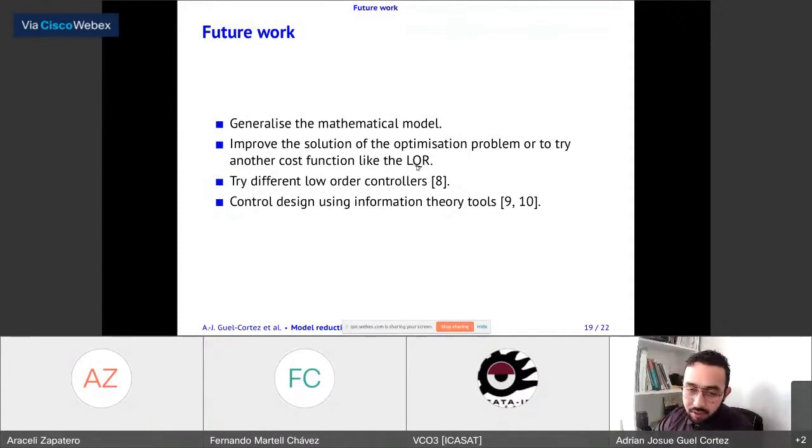And also, the good thing about this is that I may try different low-order controllers. Instead of just a PD controller, I may try something different. And the optimization function can vary, can be whatever you may like. I'm thinking maybe an LQR cost function.